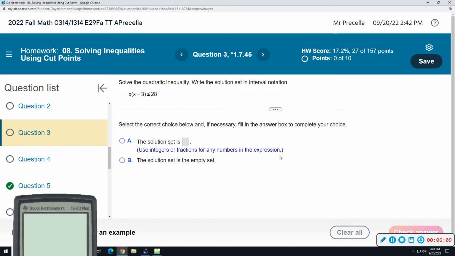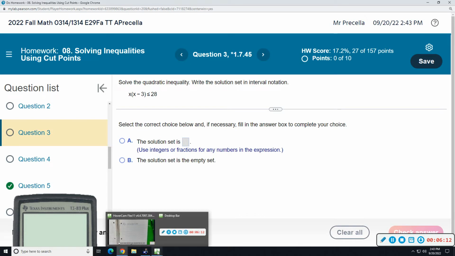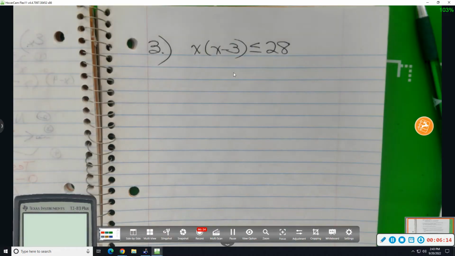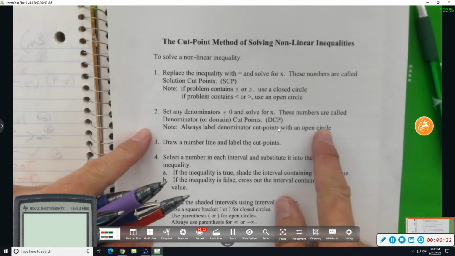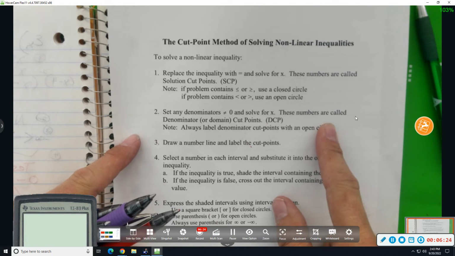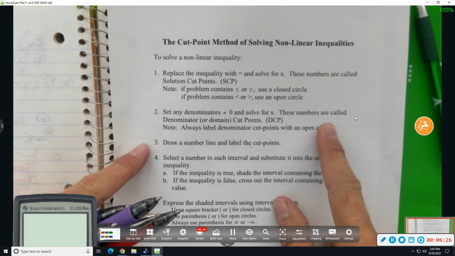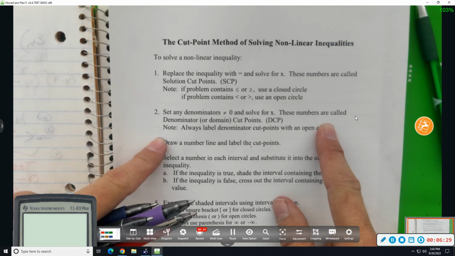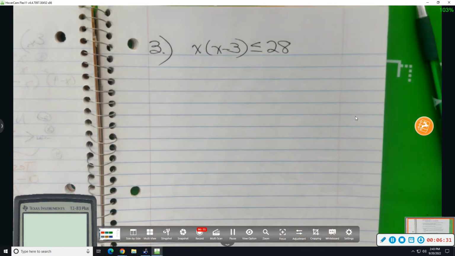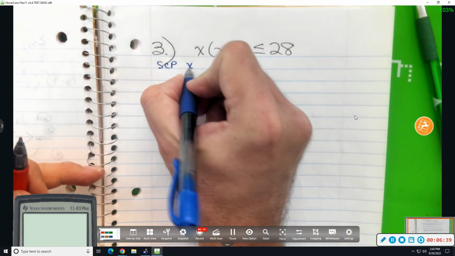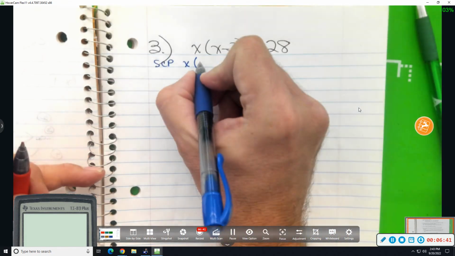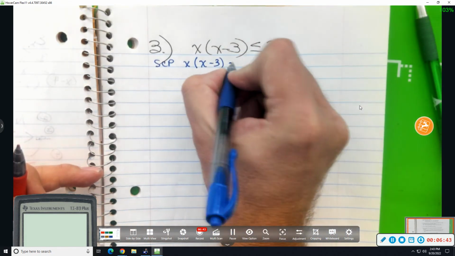Okay, so x times x minus 3 is less than or equal to 28. Will there be any denominator cut points? No, because there's no fractions. You might make a note on step 2. You only do that if there's fractions. If the original problem doesn't have any fractions, you skip step 2. So I'm finding the solution cut point by replacing the less than or equal to with just a plain old equal sign.